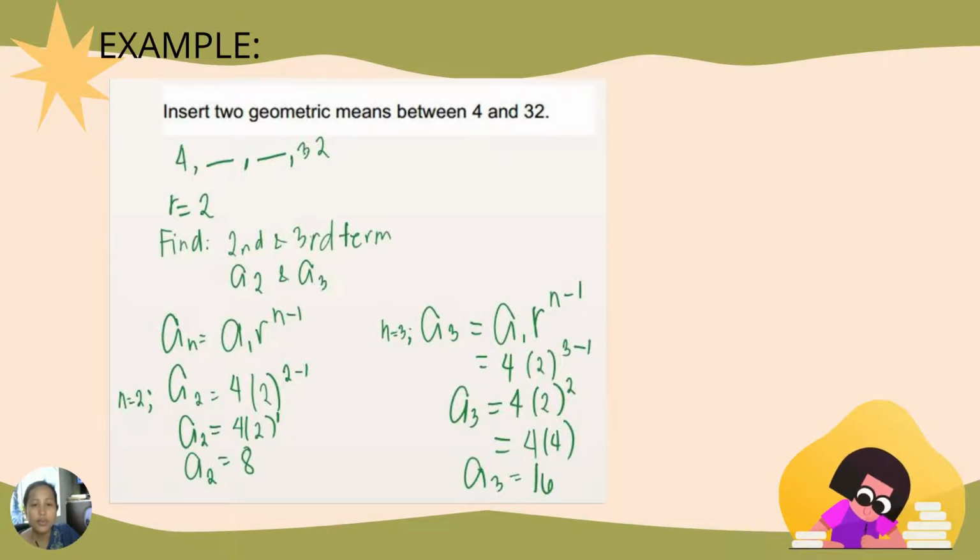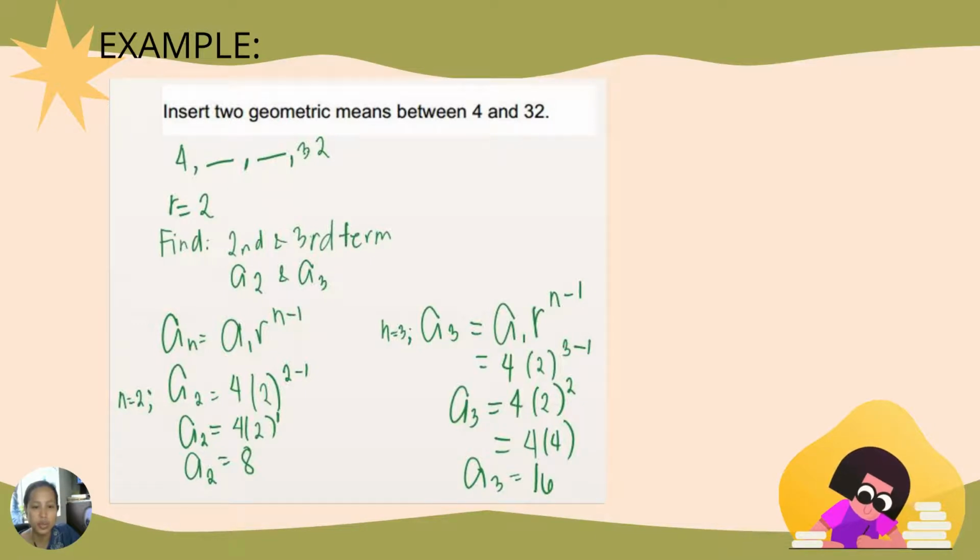So we are going to look for the second term. So we have a sub 2 is equal to 4 times our common ratio, which is 2, raised to 2 minus 1. Our n here is 2 because we are looking for our second term. So the n is 2. So a sub 2 is equal to 4 times 2 raised to 2 minus 1, which is 1.